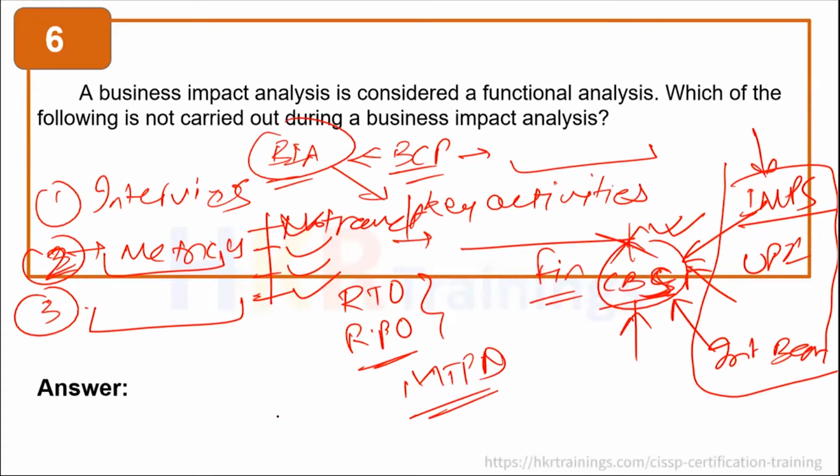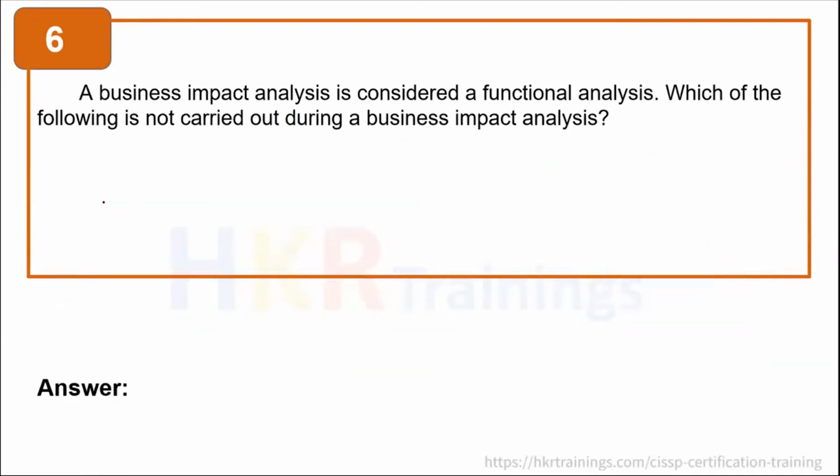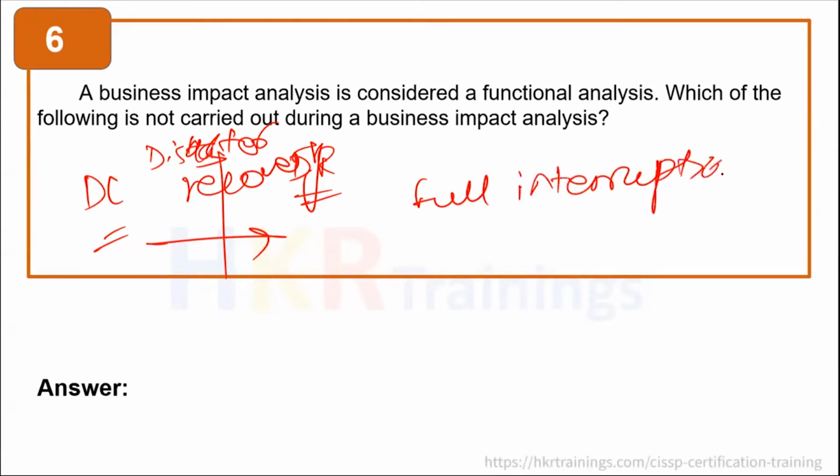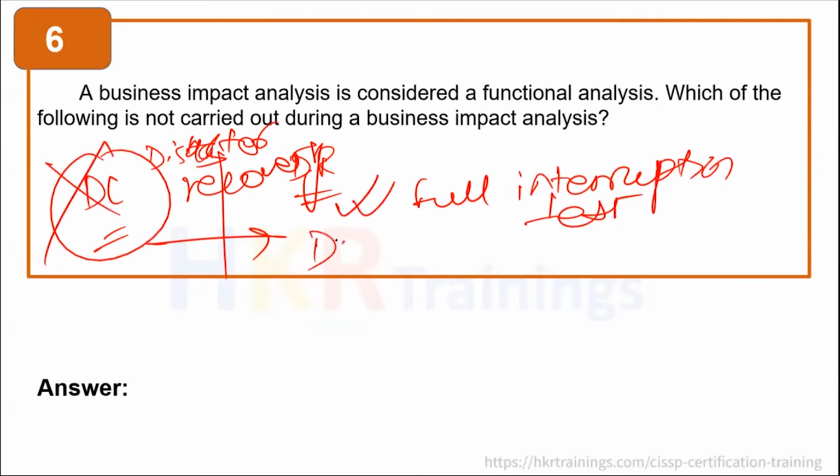business. So what you do not do during a business impact analysis is that you do not actually interrupt anything and go to a DR site. So you have a DC site from where your usual business operates, and then you have a disaster recovery site where in case of a disaster, you move your operations from DC to DR. So what you do not do is a full interruption test. That is basically interrupting this and moving all operations to DR. That is something we do not do during a BIA.